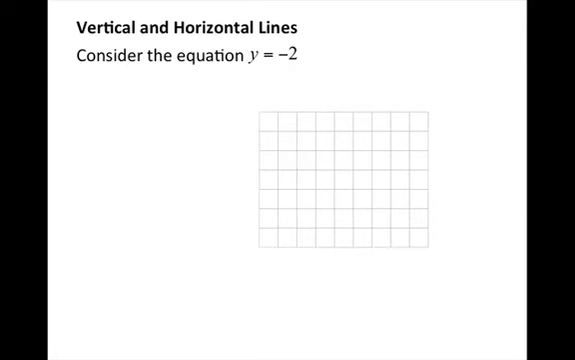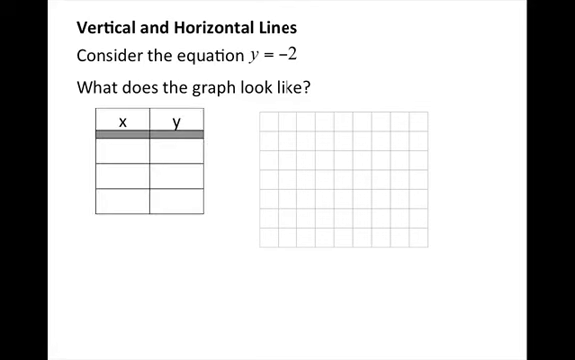Now we're going to look at some special lines. We're going to look at vertical and horizontal lines. So suppose we had the equation y equals negative 2. This time I just have a y value. I don't have an x value. So I want to know, what does this graph look like? Basically, what happens when my equation does not contain an x?